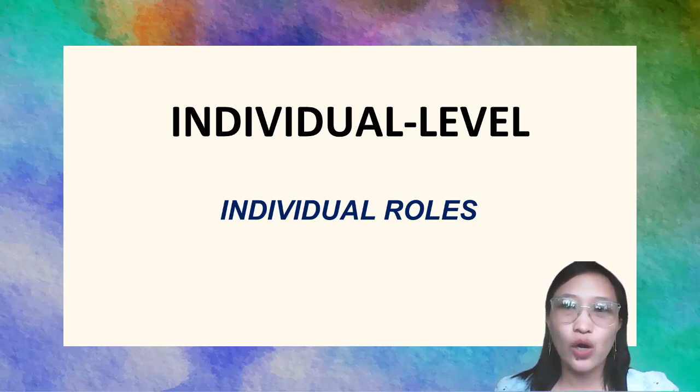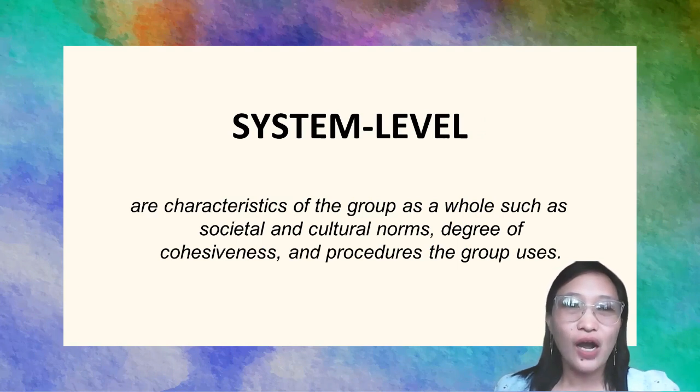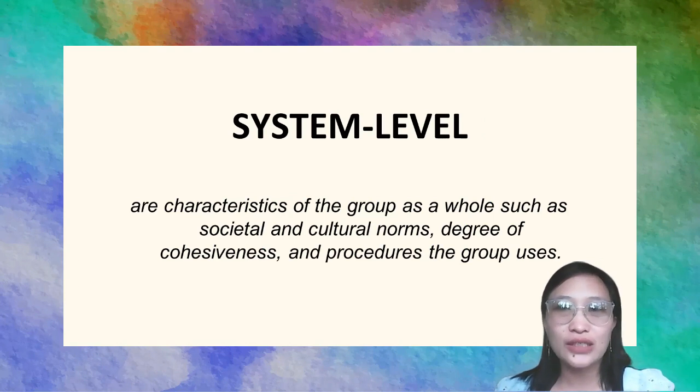We also have what we call the system level, or characteristics of the group as a whole, such as societal and cultural norms, degree of cohesiveness, and procedures the group uses. So the system level examines the interactions, processes, and structures within the group as a whole. These two levels are interconnected and influence each other, shaping the overall functioning of the small group.